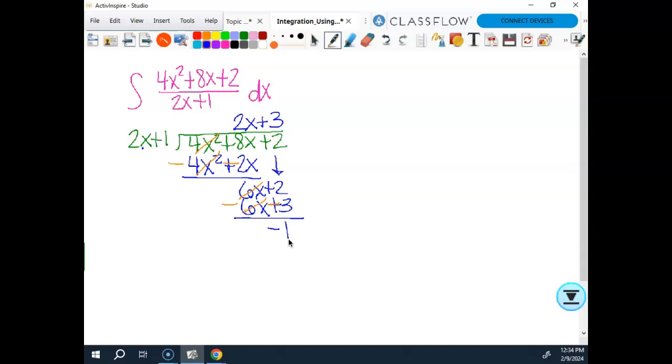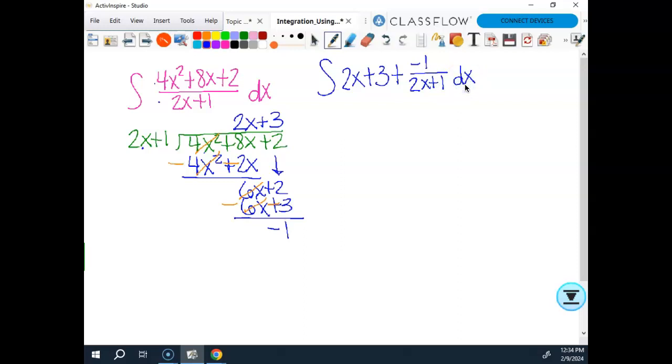So since it didn't factor, if I needed the x's, I would need to use the quadratic formula. Whoever said that, yes, that would be helpful. We just don't need to do it for this question. So then what I have now is the integral of, and since I divided this out, I took this divided by this. What I'm left with is 2x plus 3 plus, and then my remainder is negative 1 over 2x plus 1. And then that's a dx.